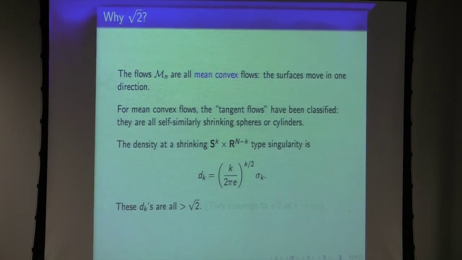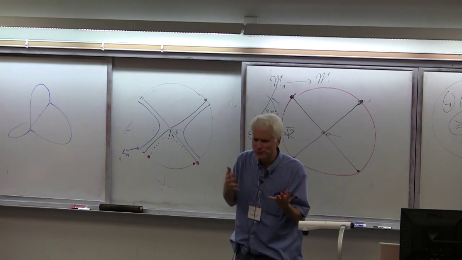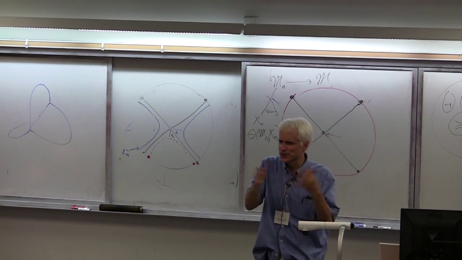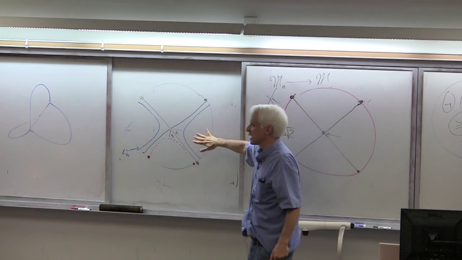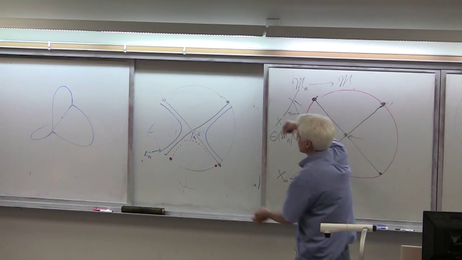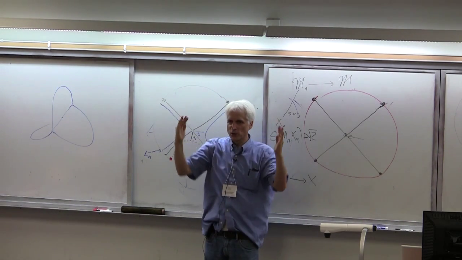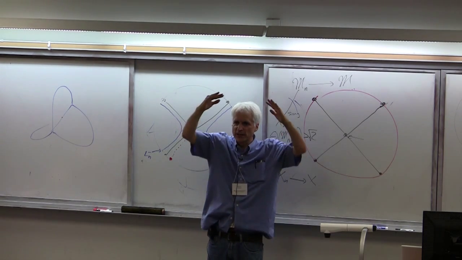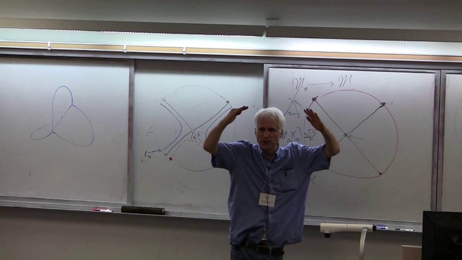So as I said, it seems like we've made things worse. We just wanted to prove a bound of square root of 2 for minimal varieties. Now we want to say the same bound for general singularities of mean curvature flows. But this is a very special kind of mean curvature flow. It's called a mean convex flow. Notice when we started moving the boundary, we moved it always in one direction, towards one side of the surface, a positive multiple of the unit normal.